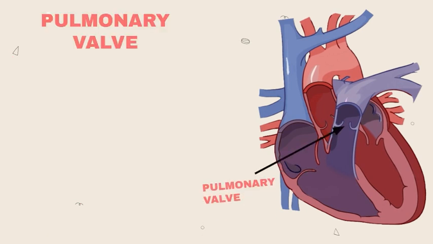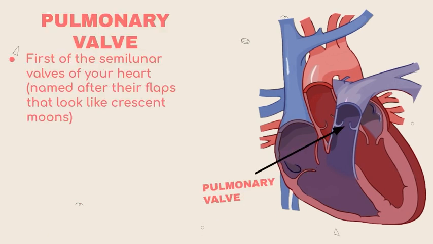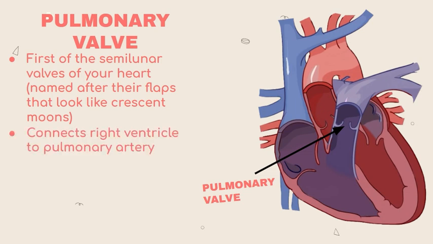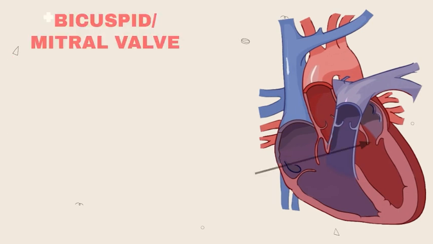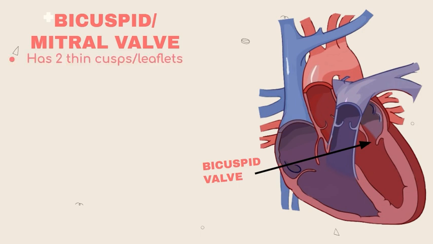The second of the valves is the pulmonary valve. It is the first of the semilunar valves. They are named like this because of the way their flaps look like crescent moons. This valve connects the right ventricle to the pulmonary artery. The third of these valves is the bicuspid or mitral valve. It has 2 thin cusps, or leaflets, that give it its name. It is also called the left atrioventricular valve, and it is the second atrioventricular valve.